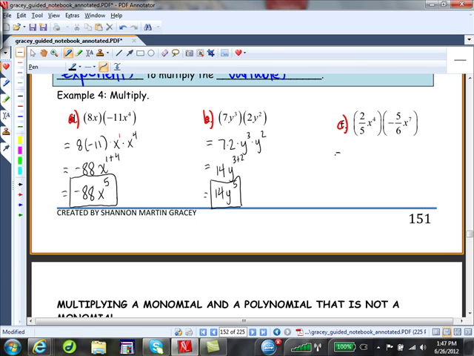All right, and then we'll have 2/5 times negative 5/6 times x to the 4th times x to the 7th. Notice that the 5's will divide out. I'll just keep the negative right there. 2 goes into itself once and into 6 3 times. So we will get negative 1/3 x to the 4 plus 7, which is negative 1/3 x to the 11th.